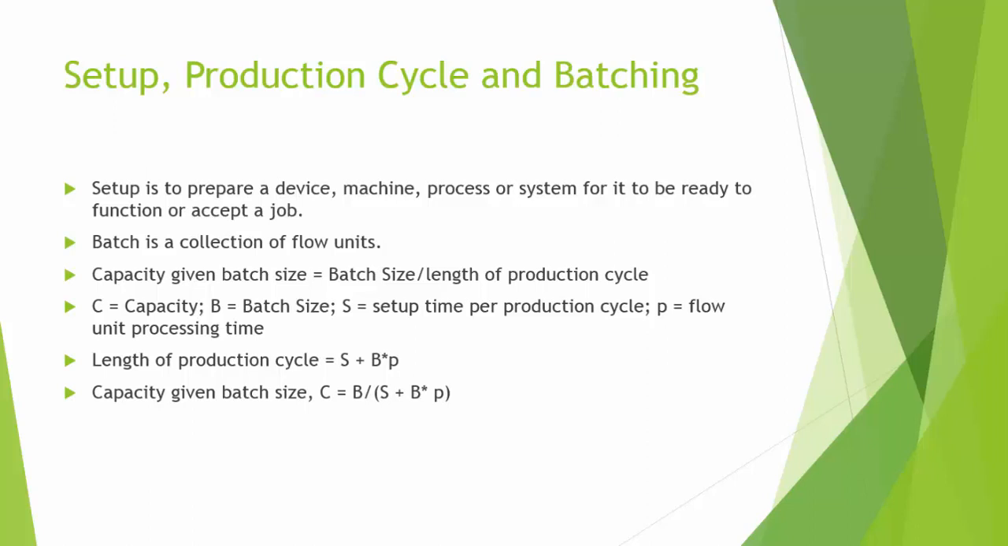Given the batch size, we can compute the corresponding capacity like this. Capacity for a given batch size is equal to batch size divided by the length of production cycle. The length of production cycle is the sum of setup time per cycle and processing time per cycle. The processing time per cycle is equal to batch size times flow unit processing time. And we can write down the formula using the notations you see on this PowerPoint slide.